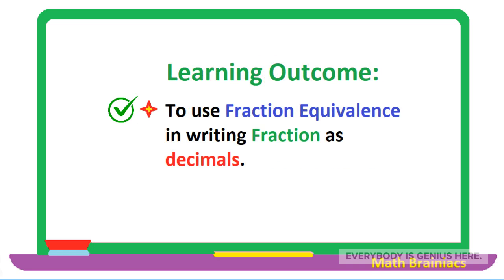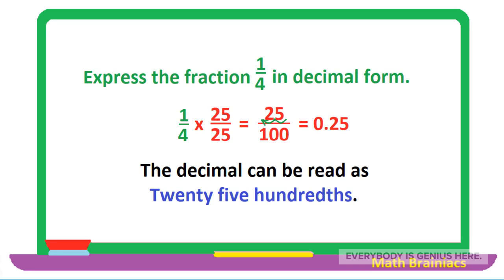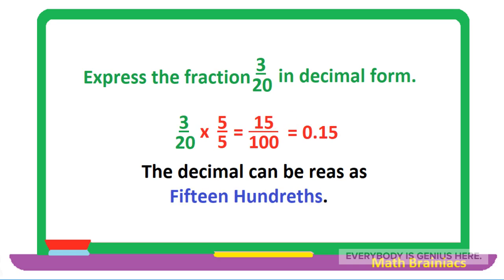On this account, we have met our goal for today's lesson. We have learned how to use fraction equivalence in writing fractions as decimals. To wrap it up, in writing a fraction in decimal form, we're going to multiply the fraction by a factor that will make the denominator equivalent to 100. Likewise, I want you to always remember that if we have two zeros on the denominator, the decimal point must be placed on the numerator 2 places to the left.